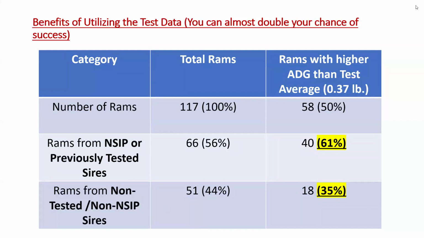But when you look at who performed better on test, who was higher than the average daily gain, 61% of those rams that were on test with NSIP or previous test data behind them did better than average. And those non-tested rams or non-NSIP sires that had no information behind them, only 35% of those tested better than average for the average daily gain that year.